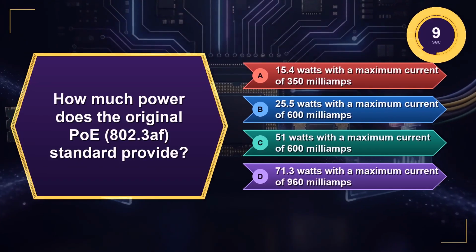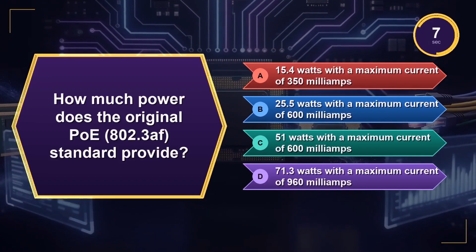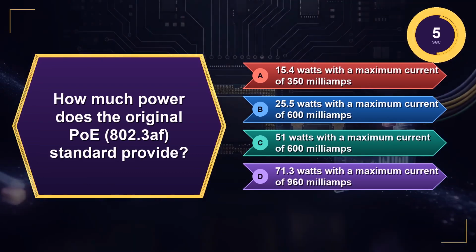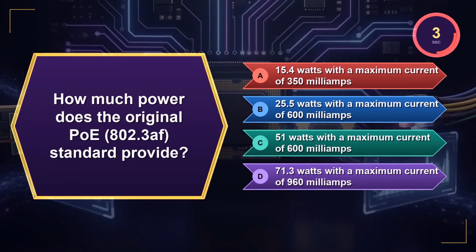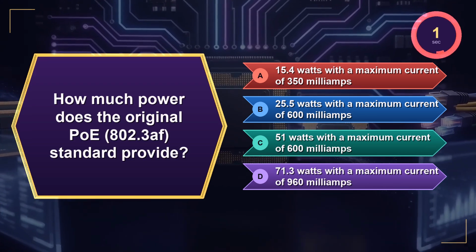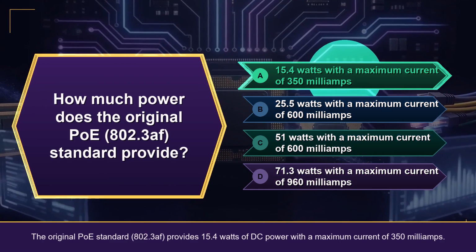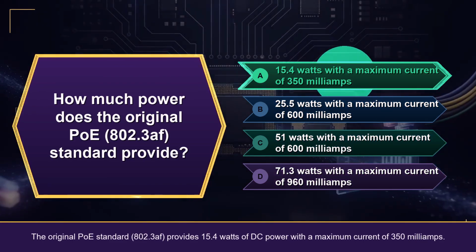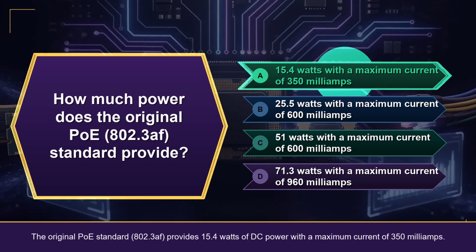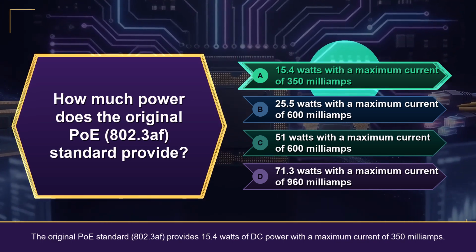How much power does the original PoE 802.3af standard provide? The original PoE standard, 802.3af, provides 15.4 watts of DC power with a maximum current of 350 milliamps.